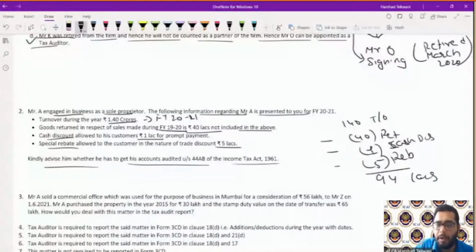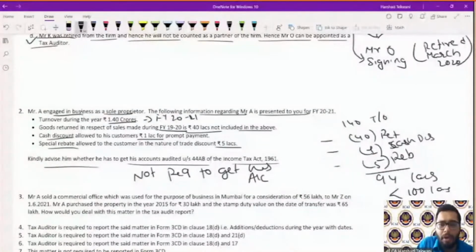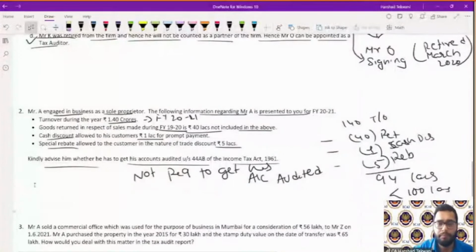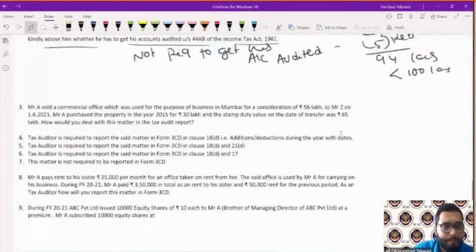94 lakhs, which is less than 100 lakhs or 1 CR for the turnover, and hence not required to get its accounts audited. Tax audit not applicable. Simple. Clear? Correct, Vedula. Okay. Next question.